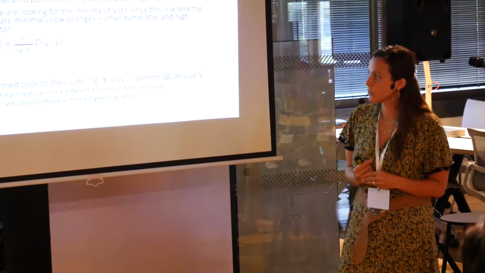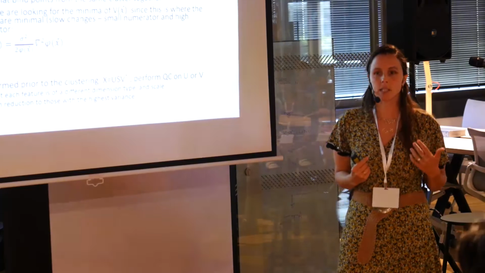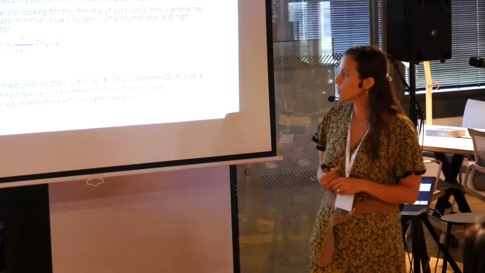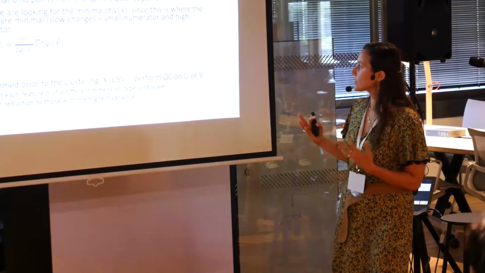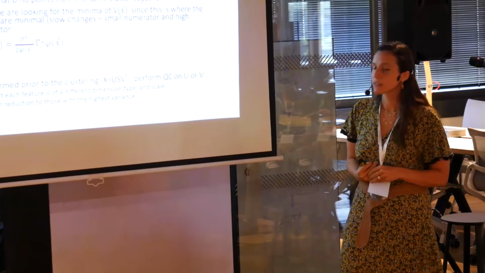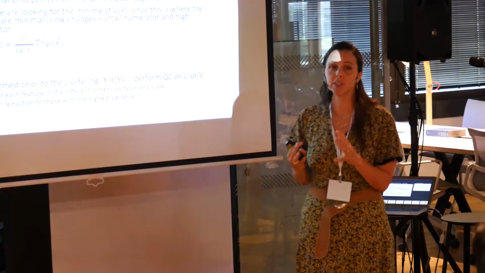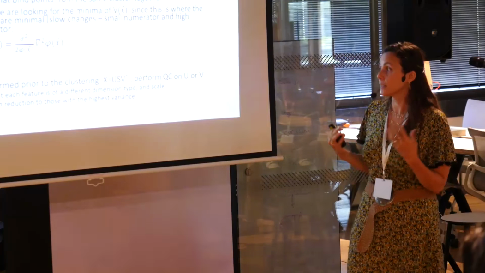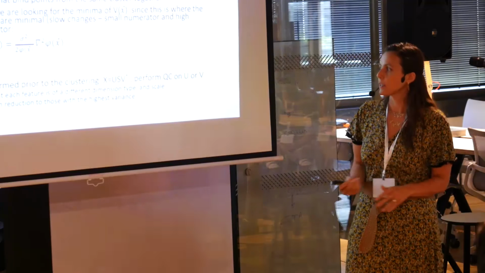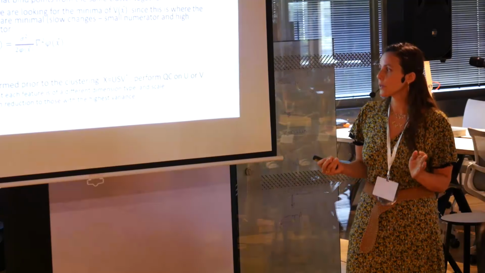Another important issue that I mentioned in the example in the beginning is that SVD may be performed prior to clustering, and then the clustering is performed on the U matrix and V matrix of the SVD. This solves the fact that each feature may have a different dimension type and a different scale. It also enables dimension reduction to those with the highest variance.